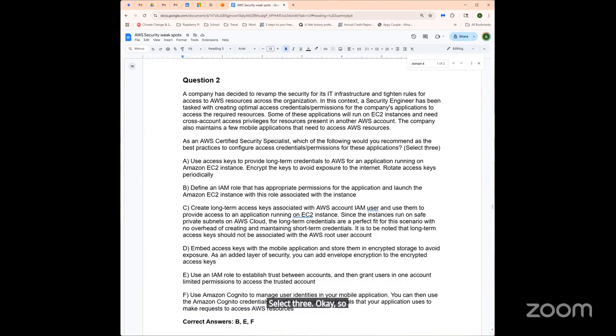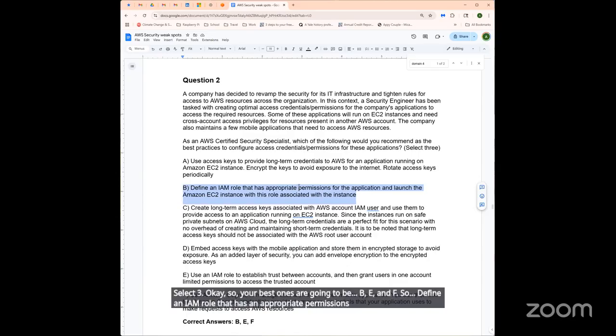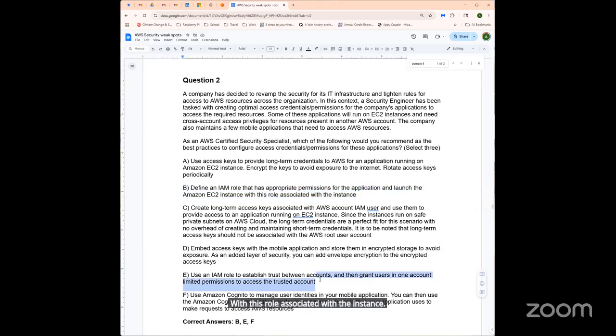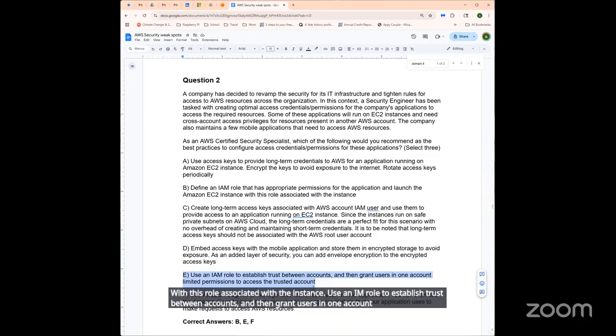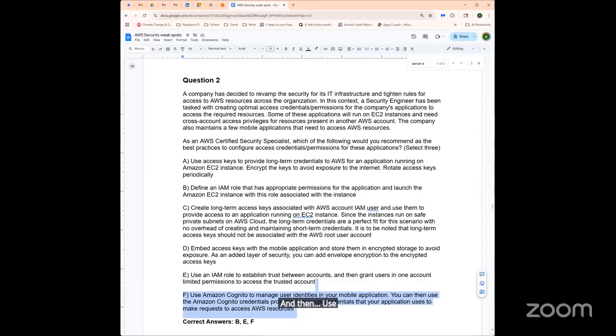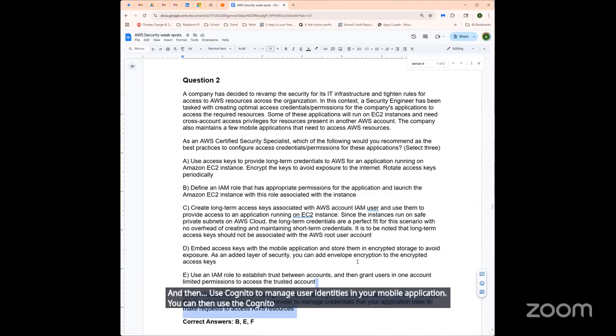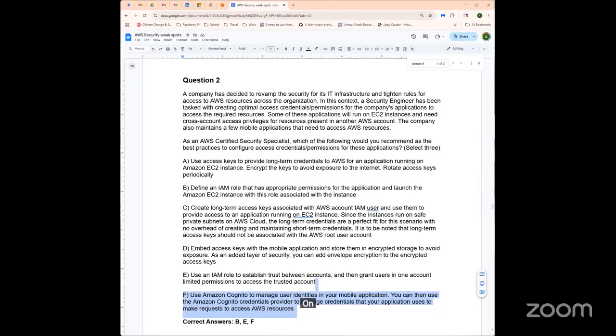Okay, so your best ones are going to be B, E, and F. So define an IAM role that has appropriate permissions for the application and launch the Amazon EC2s with this role associated with the instance. Use an IAM role to establish trust between accounts and then grant users in one account limited permissions to access the trusted account. And then use Cognito to manage user identities in your mobile application. You can then use the Cognito credentials provider to manage credentials that your application uses to make requests to access resources on AWS. So why?